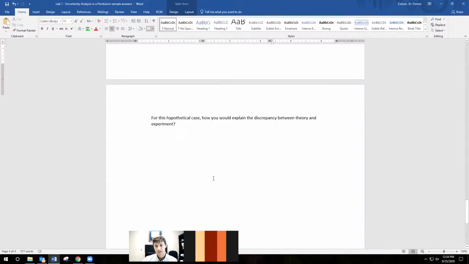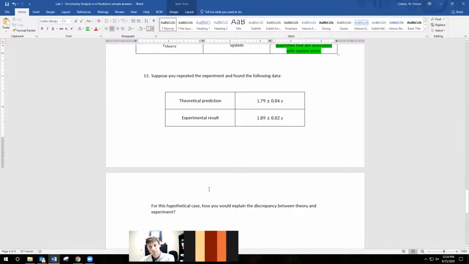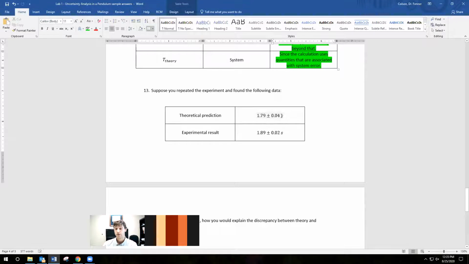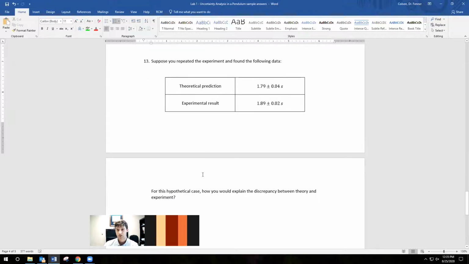And then finally, the last question is more of an in-depth uncertainty analysis, because obviously you're going to expect your data to agree, but it is possible in a real lab that you could have a theoretical prediction that's different from your experimental result. So this last question is a hypothetical situation where you have an experimental result that doesn't match the theoretical prediction, even taking into account the uncertainties.